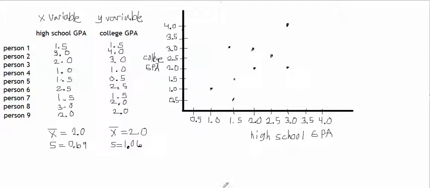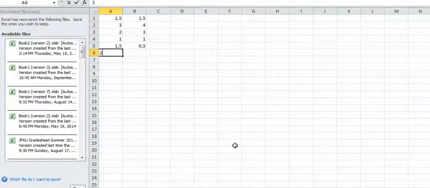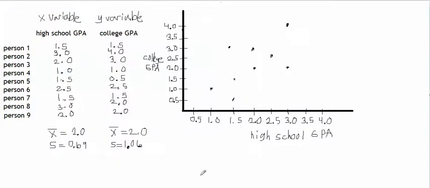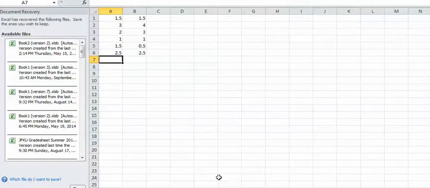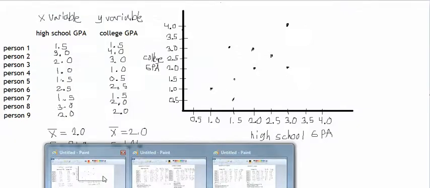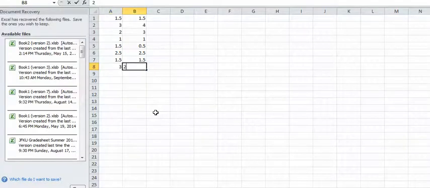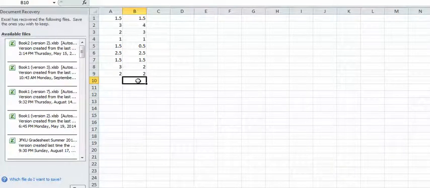Next we have 2.5 and 2.5. And then it looks like 1.5 and 1.5. Then we had 3 and 2 and 2 and 2. Now let's leave this empty box down here. This is where the correlation coefficient will go into.